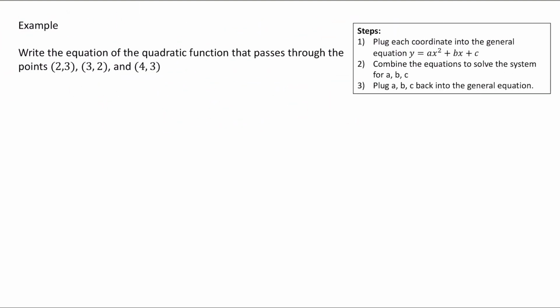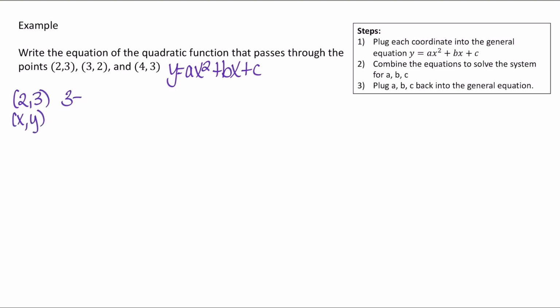So just for practice, let's try another example. Let's write the equation of the quadratic function that passes through the points (2, 3), (3, 2), and (4, 3). So I'm going to write one equation for each of my points, right? Once again, I'm going to remind you y equals ax squared plus bx plus c. So I'm going to start off with the first point, (2, 3), which gives me an x and y value.